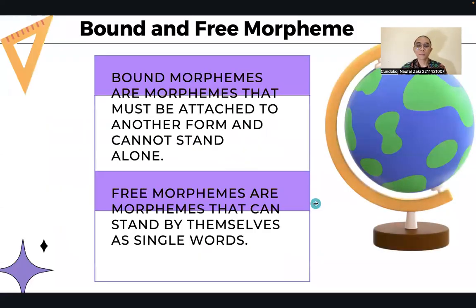The next one is the types of morpheme itself, bound morpheme and free morpheme. Bound morphemes are morphemes that must be attached to another form and cannot stand alone. Examples of bound morphemes are this, un, pre, etc. And the next one is the free morphemes. Free morphemes are morphemes that can stand by themselves as a single word. Examples of free morphemes are chair, house, table, etc. There are a lot of free morphemes in this world.